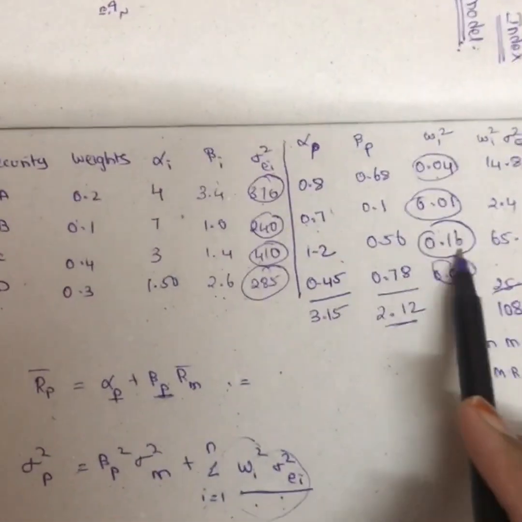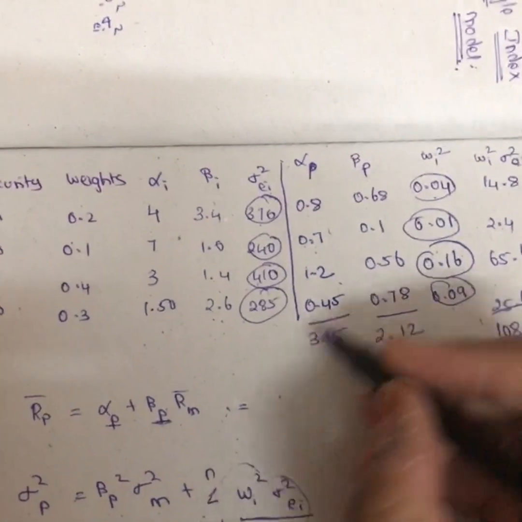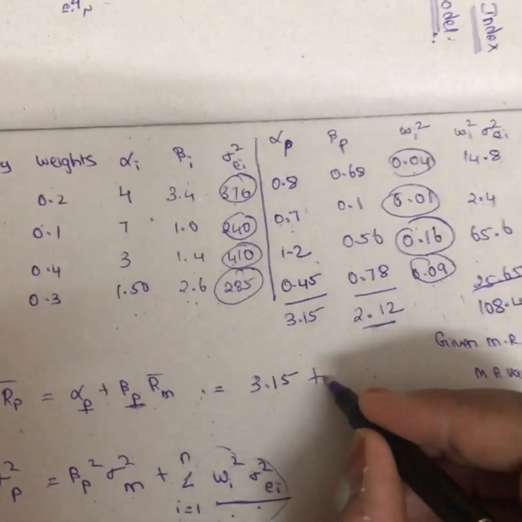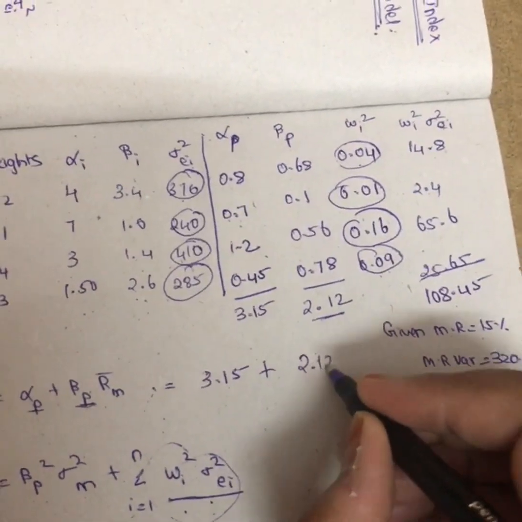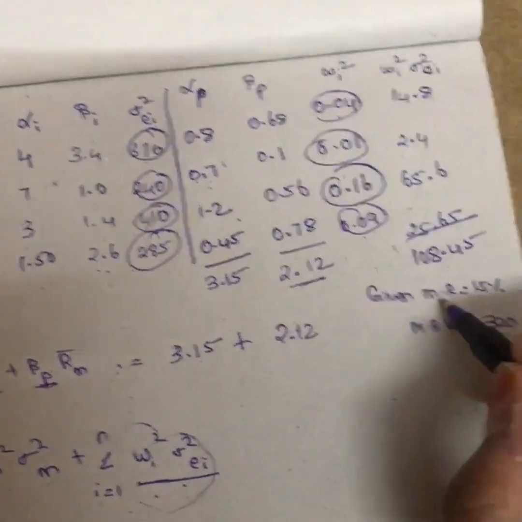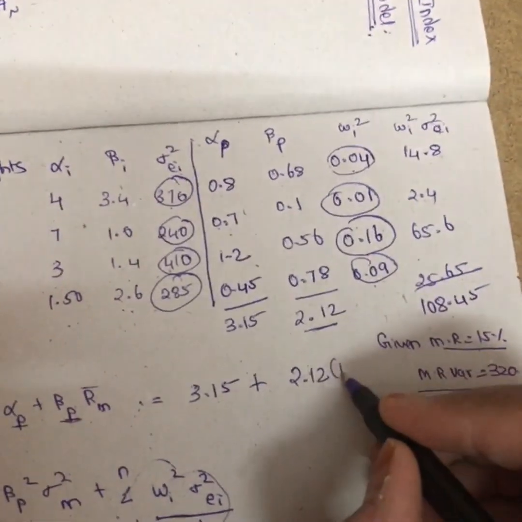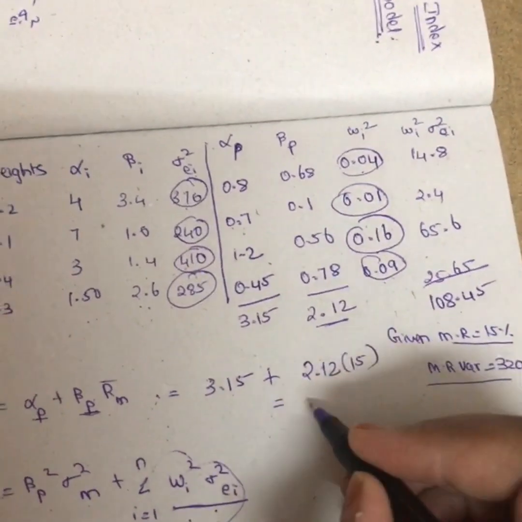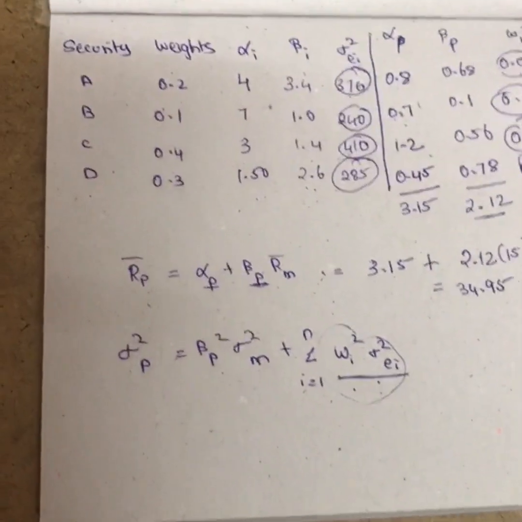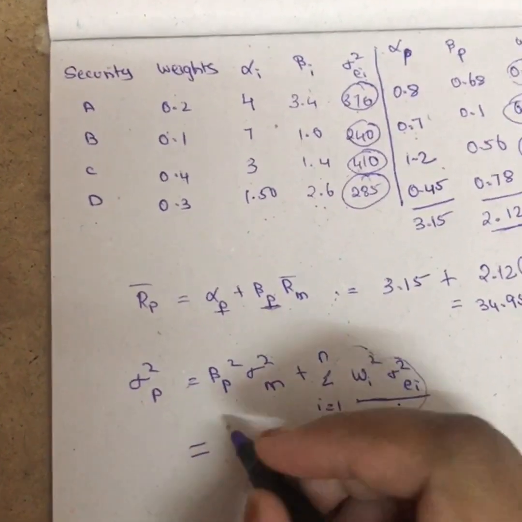Once you are done with this table, we just substitute these values in the formula. Alpha p is nothing but 3.15, plus beta p is nothing but 2.12, into Rm. In the question they have also given market return and market return variance. So into 15, we get 34.95. That's it, guys. Now we will calculate portfolio risk under single index model.